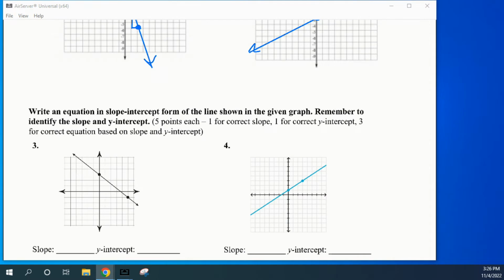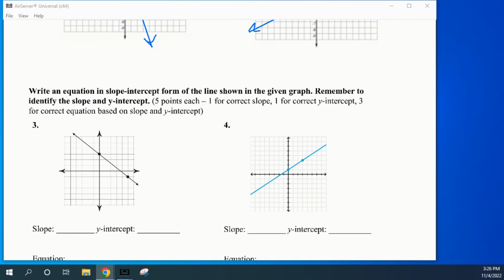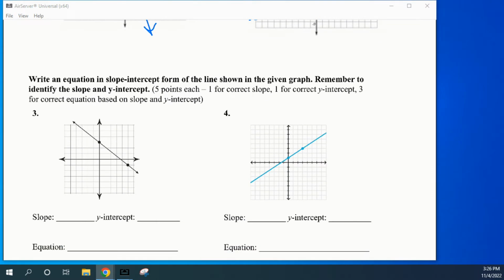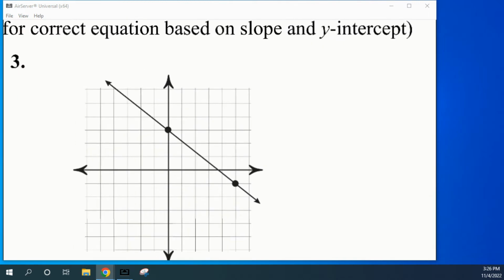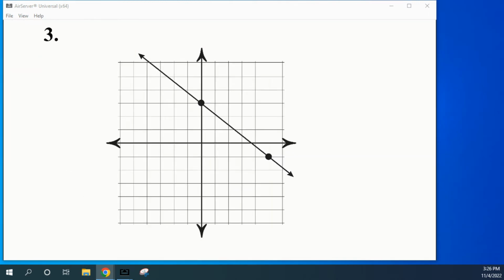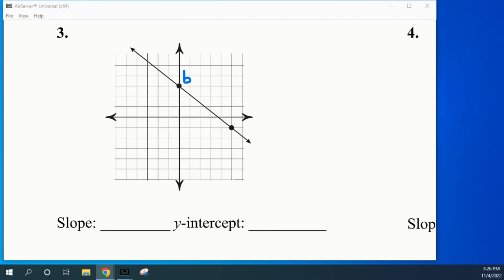Number 3, write an equation in slope-intercept form of the line shown in the given graph. Remember to identify the slope and the y-intercept. Your guys' graphs, the longer we went throughout the day, your graphs stunk. So if you can see on mine, it's not fantastic, but it will work. Our y-intercept is here, and then we'll use the slope. So that is at 1, 2, 3. Y-intercept is 3.